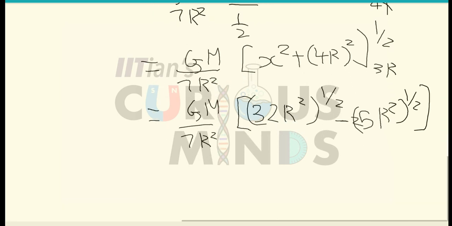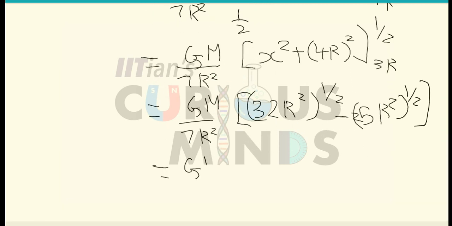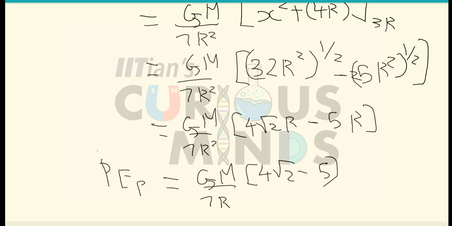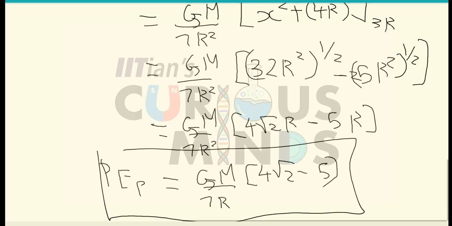So when I substitute the limits, it will be gm divided by 7r square into 32 the whole raised to half. This can be written as 4 root 2 into r minus 5 into r. If I take r common, it will be equal to gm divided by 7r into 4 root 2 minus 5. This is the potential energy at the point P.